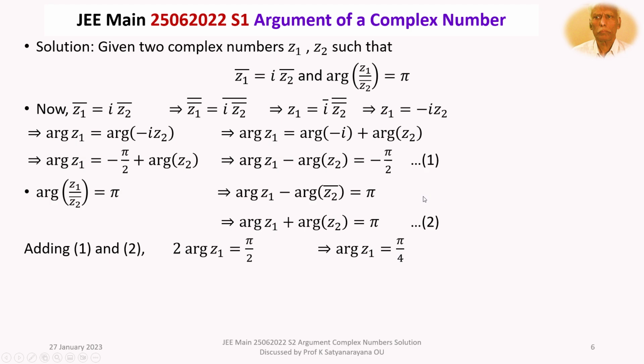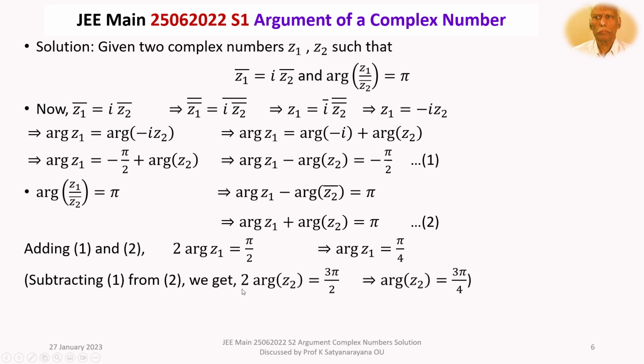But anyway, let us see what will be the argument of Z2. Subtracting 1 from 2, you will get 2 times argument of Z2 is equal to 3 pi by 2, that is pi plus pi by 2. So argument of Z2 will be 3 pi by 4.